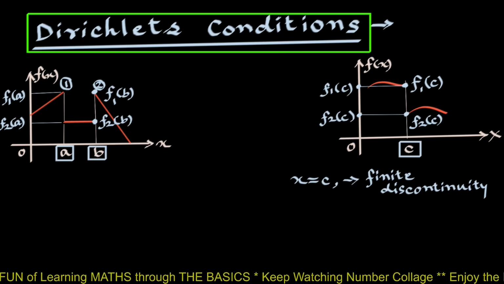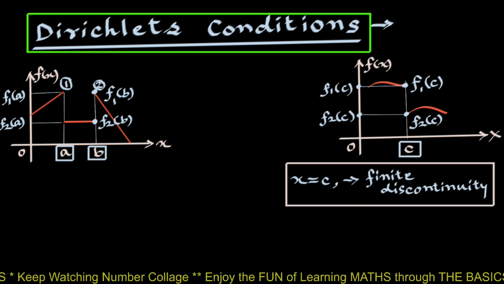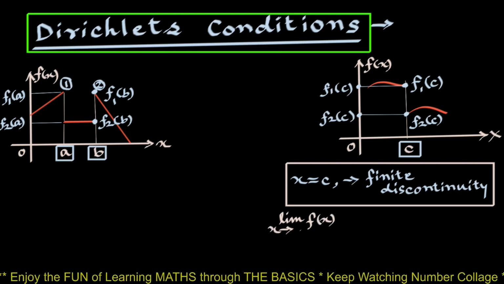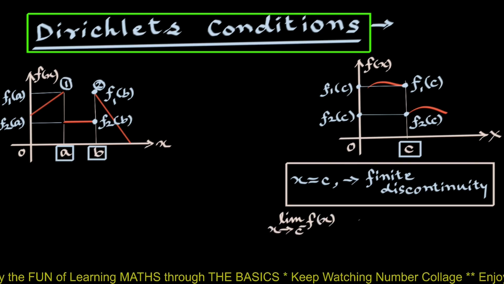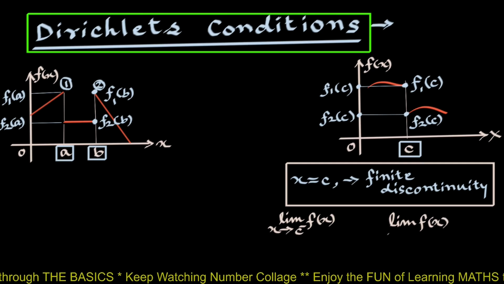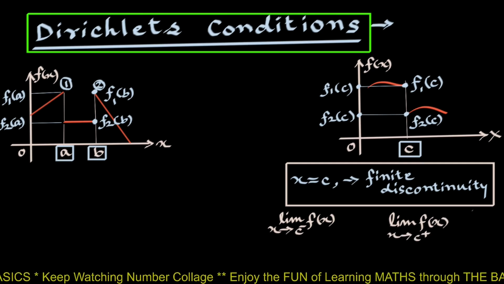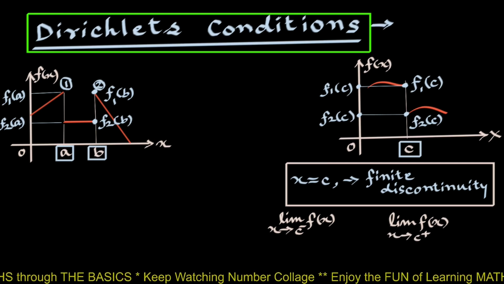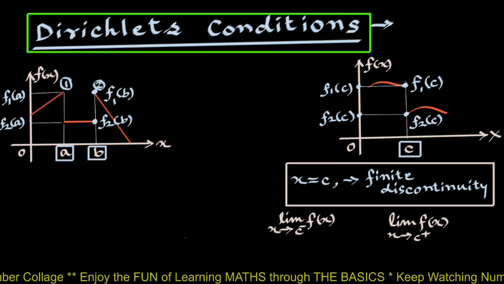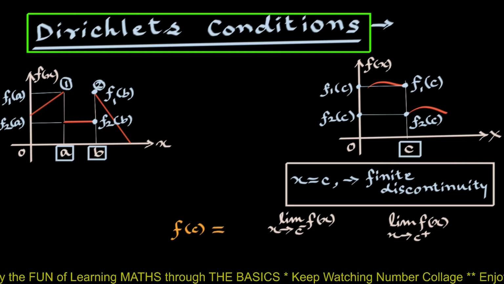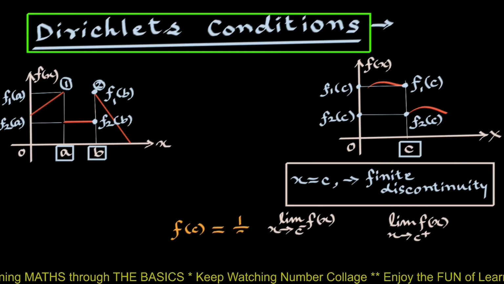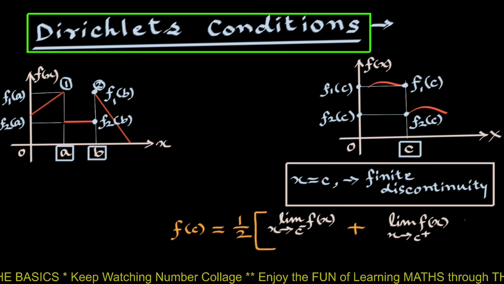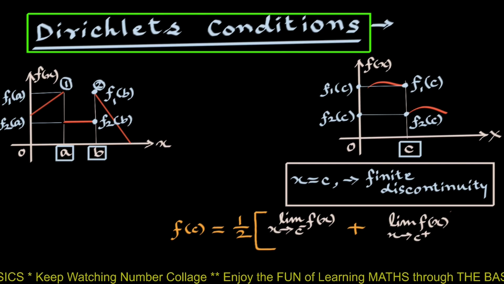When we say that x equals c is a point of finite discontinuity, both the limits of f(x) exist: the limit of f(x) as x tends to c negative, that is the left hand limit, and the limit of f(x) as x tends to c positive, that is the right hand limit. At such a point, the Fourier series gives the value of f(x) at x equals c, that is f(c) equals the arithmetic mean of these two limits, half times the limit of f(x) as x tends to c minus plus the limit of f(x) as x tends to c plus.